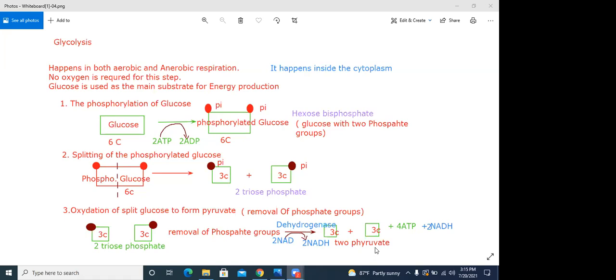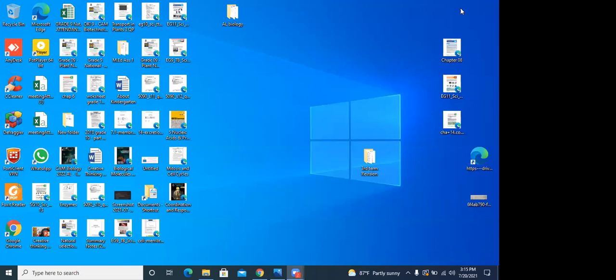Right. Now, this newly produced pyruvate, its function is not over.